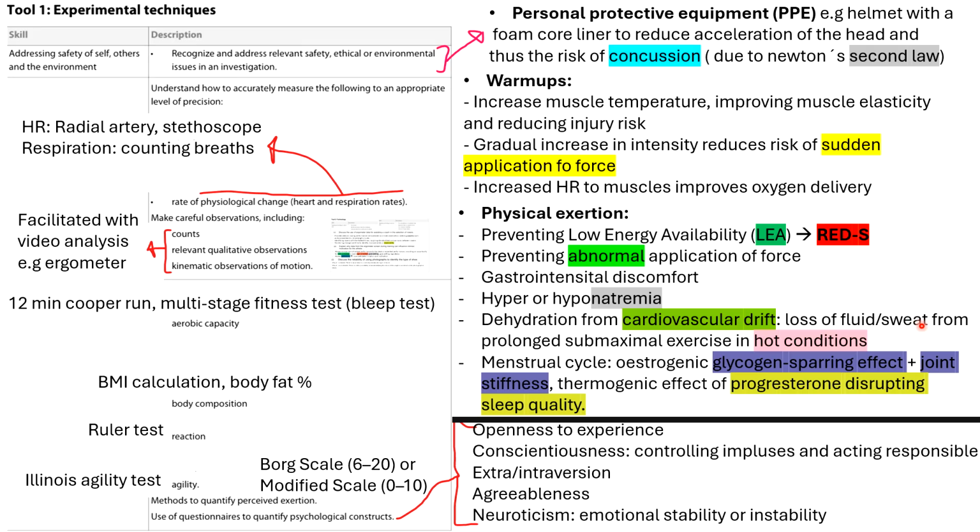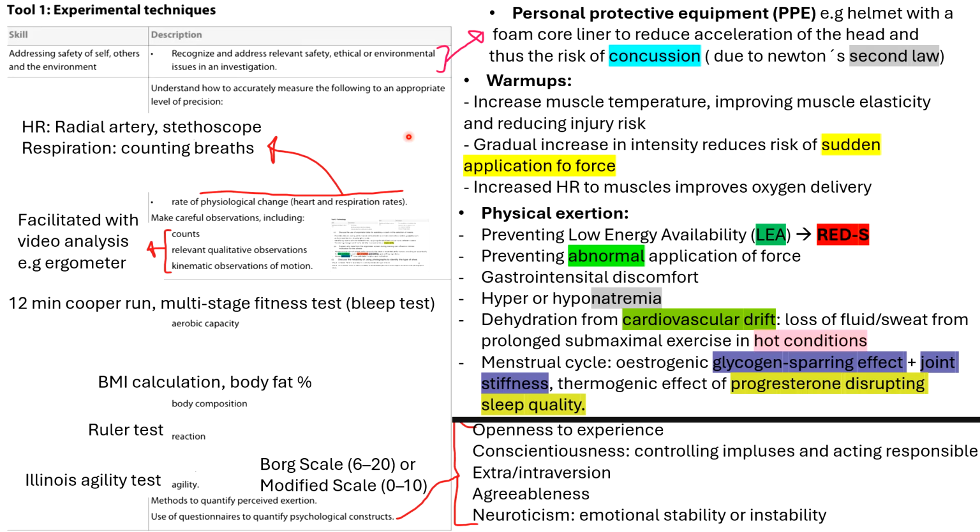from cardiovascular drift, which is the loss of fluid or sweat from prolonged submaximal exercise in hot conditions, and also taking into account the menstrual cycle, where estrogen causes a glycogen sparing effect and joint stiffness that can lead to joint injury, or the thermogenic effect of progesterone that can disrupt sleep quality.